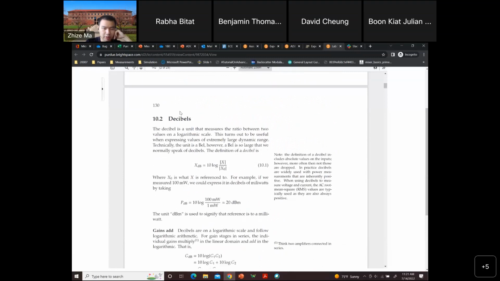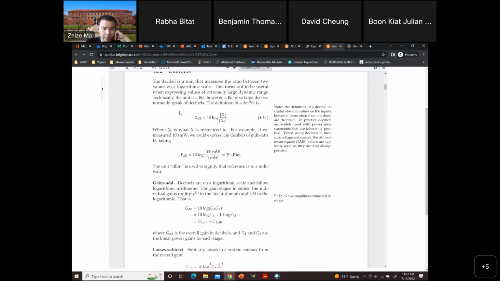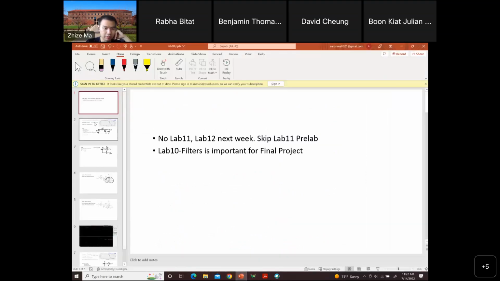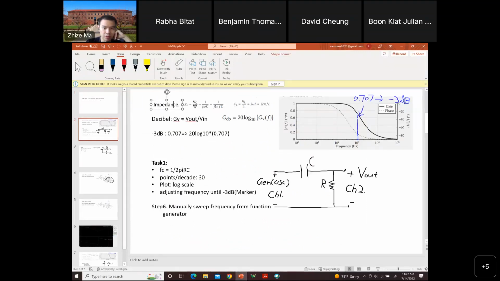Before we talk about the circuit of the filter, there are a couple things you want to know first. First is the impedance. We mentioned this before. The impedance for the capacitor and the inductor is equal to these two equations, and these two equations are related to the frequency.